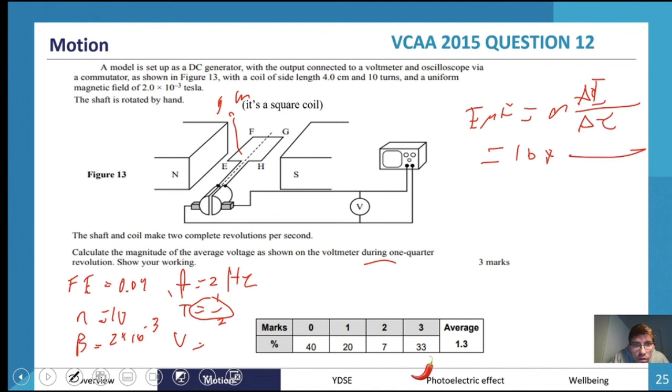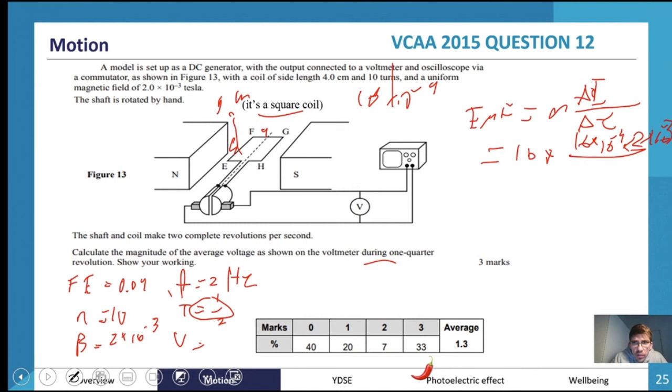Oh, it's a square coil. So we're going to assume the side length is 4 centimeters for each side. So that's 0.04 multiplied by 0.04, which is 16 times 10 to the power of negative 4. So the area is 16 times 10 to the power of negative 4, multiplied by 2 times 10 to the power of negative 3 Tesla, divided by the change in time.